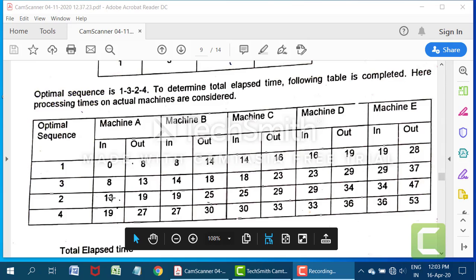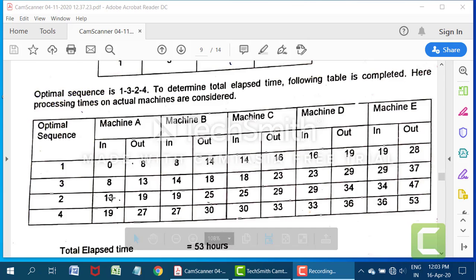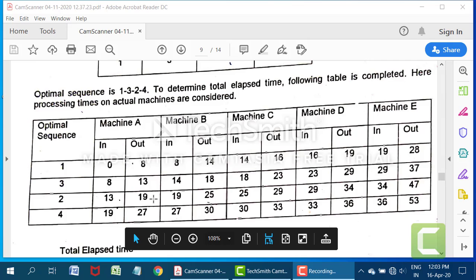At clock time 13, for the second job, what is the time on machine A? That is 6. Look into the original data. 13 plus 6, 19. At clock time 19 it comes out, and then it can take the next job in the sequence. Operation time on machine A for the fourth job is 8. So 19 plus 8, 27. Like that, machine A computations must be completed first.